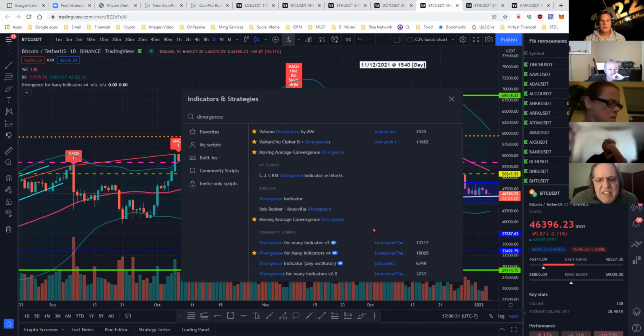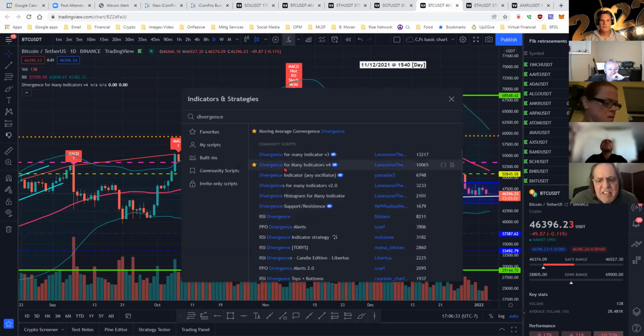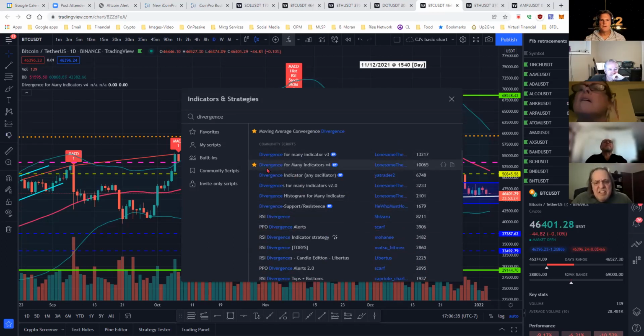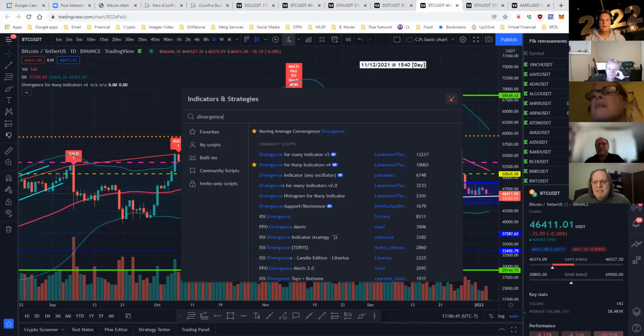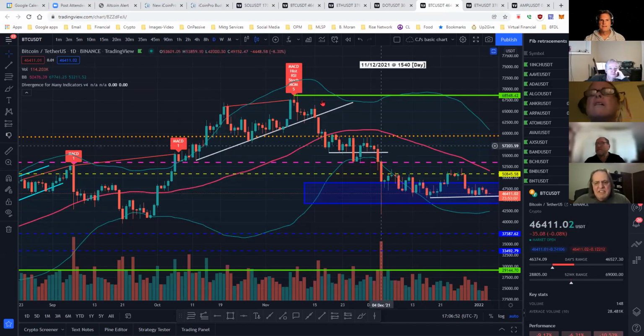And I've got a few of them starred, but this one you'll see under community scripts, and you might want to star it yourself and then click it and add it. So then there's some other adjustments you can make too. I'm not going to go into those right now, but maybe a little bit later. I'll talk more in detail about divergence, but I just wanted to give you a heads up on some of the new stuff you're seeing on the chart.